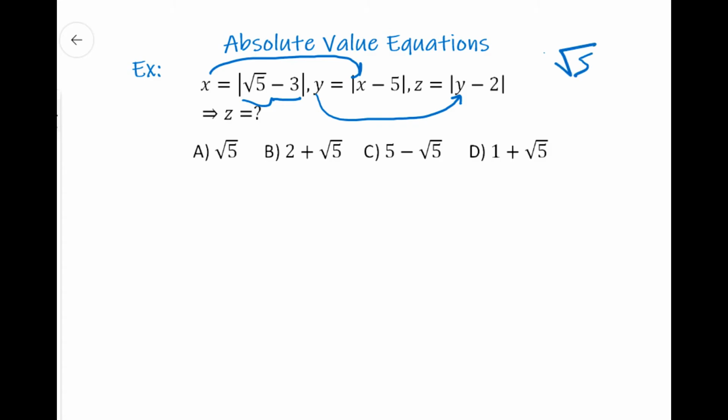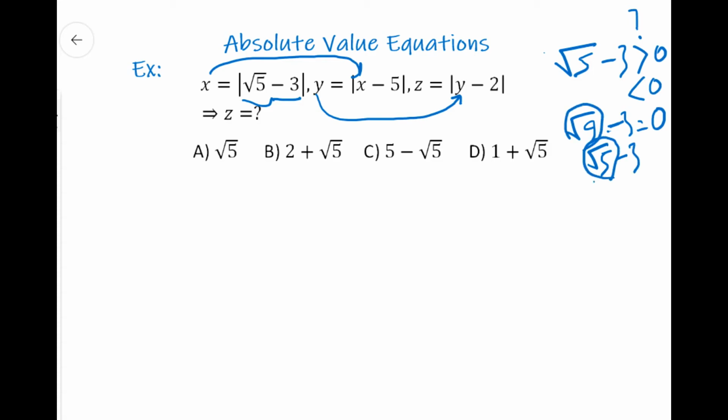We need to find out this. So square root of 5 minus 3. Is it greater than 0 or less than 0? We know that square root of 9 is 3, right? But we have square root of 5. If there would be square root of 9 minus 3, then the result would be 0. But because we have square root of 5 minus 3, and because square root of 5 is less than square root of 9, the result is going to be negative, guys.